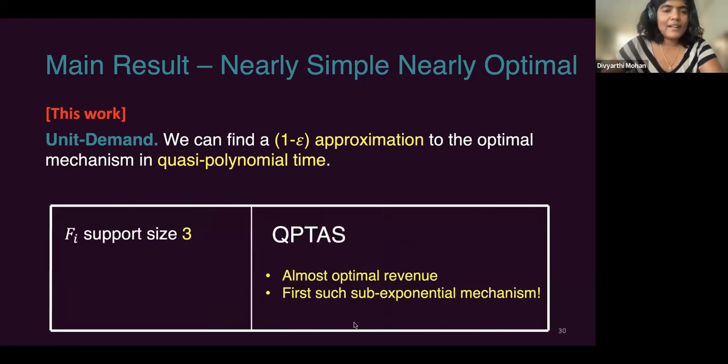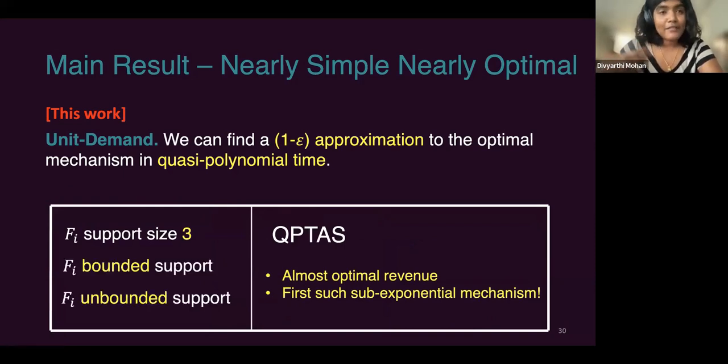So our result for the QPTAS is not just for finite support marginals. We show that this holds even when the supports are unbounded. So there is no restriction on the marginals or anything. As long as we have a product distribution, that is the items are independent, in the unit demand setting, we can find almost optimal revenue in quasi-polynomial time. And this is the first such sub-exponential time approximation scheme in this line of work for such a general class of distributions.